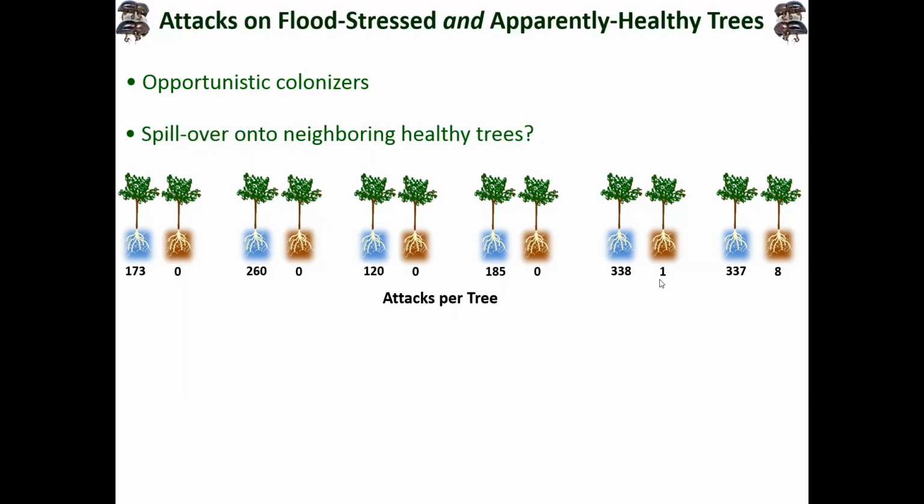As you can see over here, we found that on one of the non-flooded trees, we had one attack, and that was paired with a tree that had 338 attacks. And then another flooded tree that had 337 attacks had 8 attacks on the neighboring non-flooded tree. That was really unusual for us in terms of experiments that we've conducted over several years in several locations. It was really unusual to see attacks on neighboring non-flooded trees.